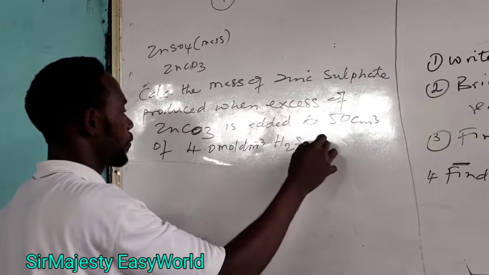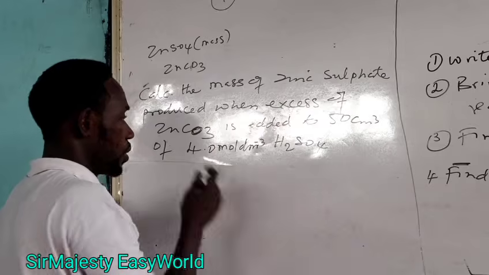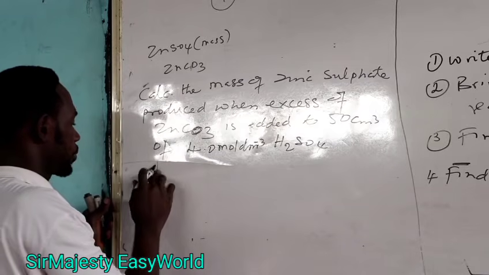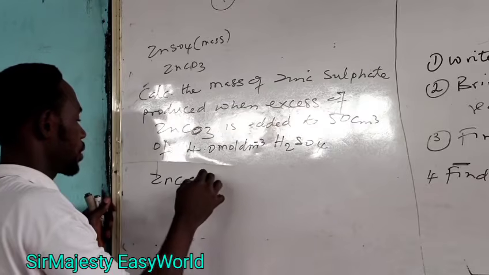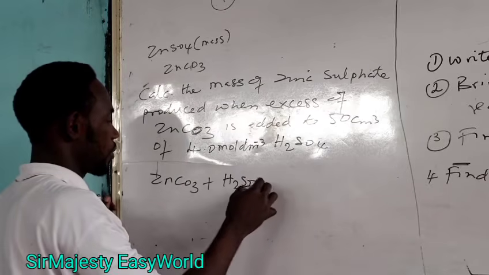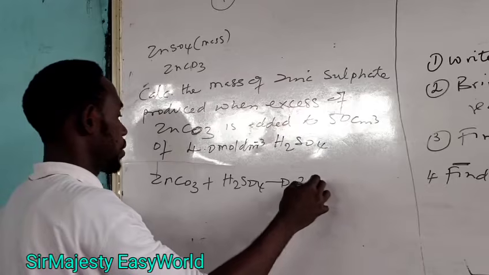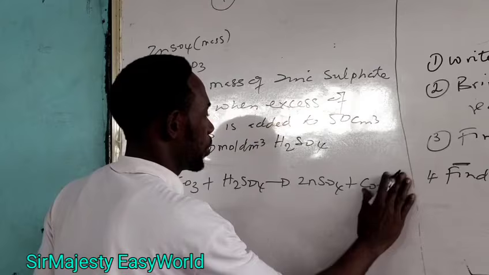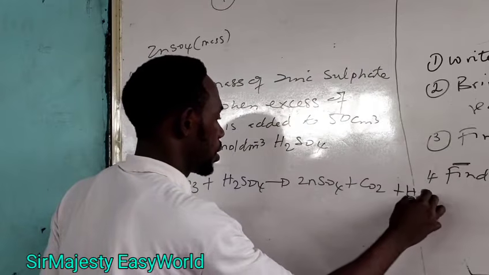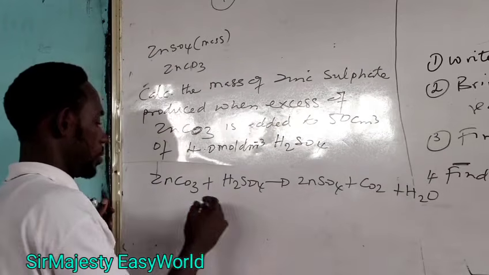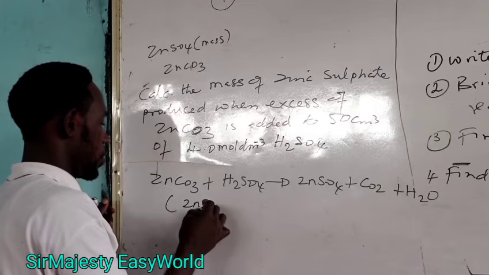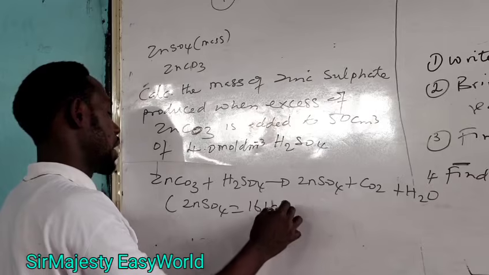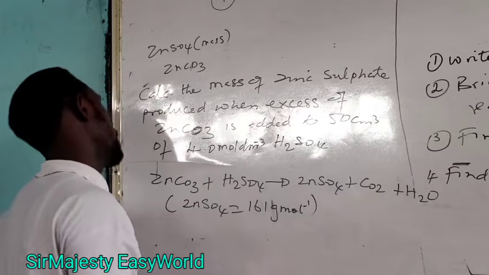H2SO4. The equation for the reaction is, okay, they even gave us the equation, yes? Zinc carbonate plus H2SO4 gives zinc sulfate plus CO2 plus water. In brackets, we have zinc sulfate equals 161 gram per mole. Okay, zinc sulfate is 161 gram. That's the molar mass.